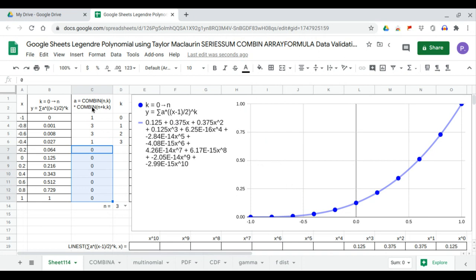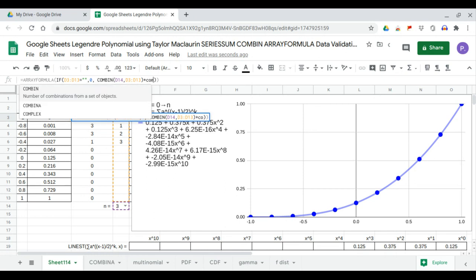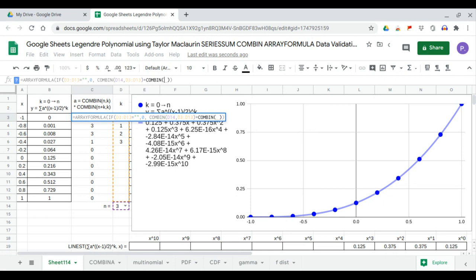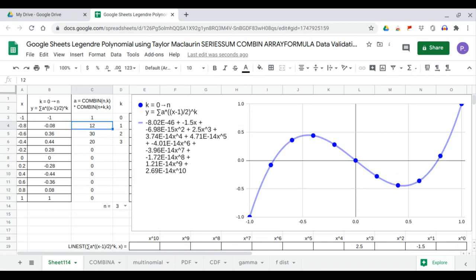Now we continue with the next term, which is combine n plus k, comma k. So times combine n plus k, n plus k, comma k. Enter. So now we have the Legendre polynomial.